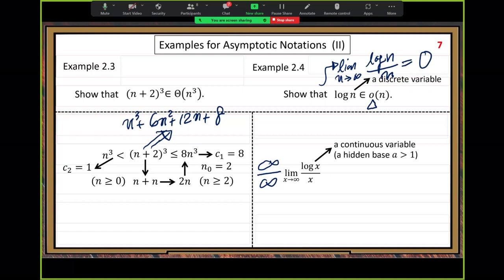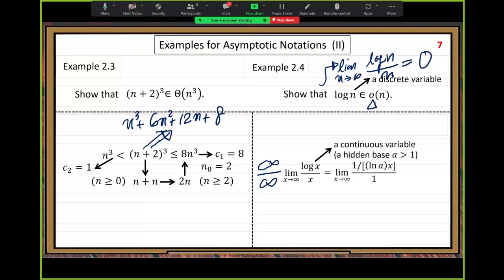Here we can, because when x goes to infinity, the log function goes to infinity. When x goes to infinity, the denominator function also goes to infinity. So it's infinity over infinity form. So we're fine, and we can apply L'Hopital's rule. So let's take the derivative of the numerator and the denominator.